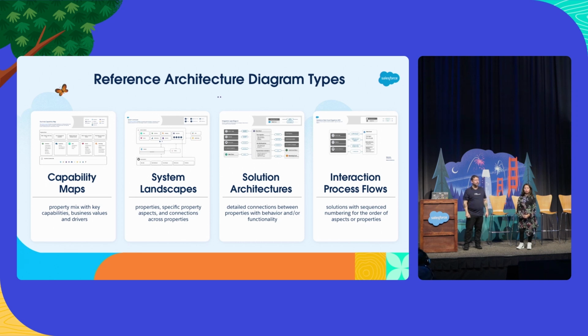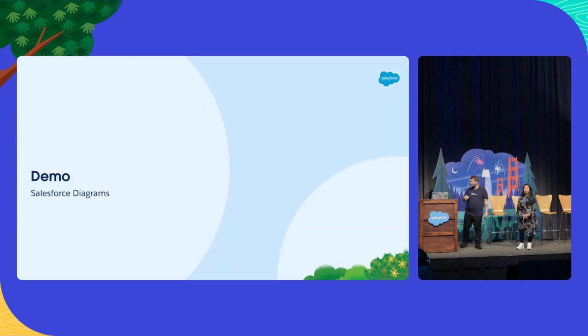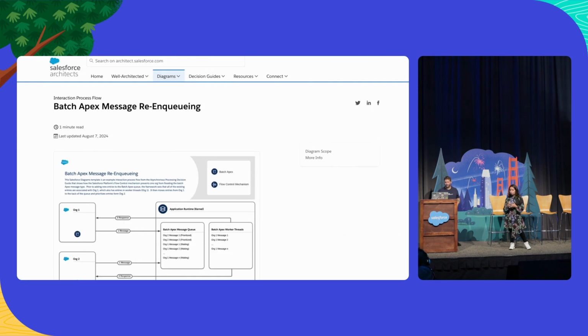So if you think about a capability map, that's going to be something that you're going to show more to business stakeholders because it has business values, business drivers, but not a lot of technical details. We've also got our system landscapes, which are our high-level, enterprise-level architecture with some details, and then we go a little deeper into solution architectures that have a little bit more fine-grained details, and then process flows that are specific steps within a process. Most detailed, yeah.